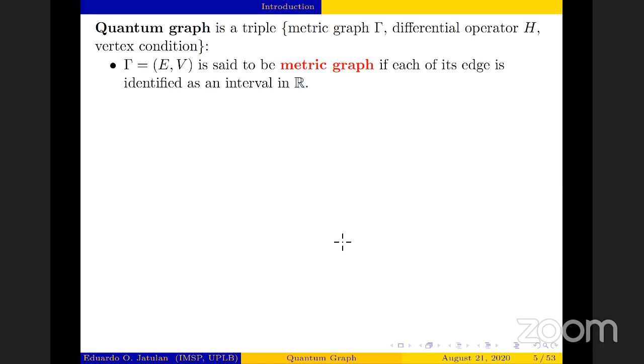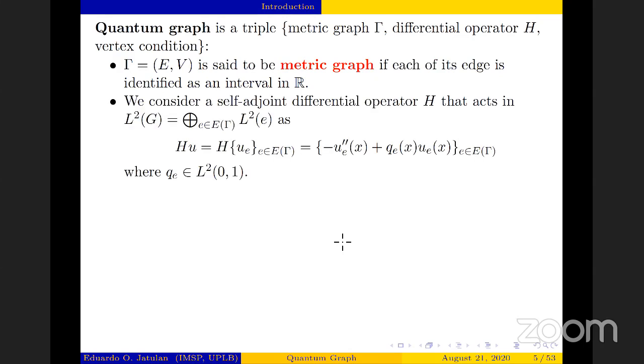We have a graph. If we have a combinatorial graph, from a graph theory perspective, we say that it's a metric graph if each of its edges is identified as an interval in the real numbers. So in a metric graph, we are not only concerned with the vertices; the edges are also involved in the graph. Later, the metric graphs that we are going to consider are these Archimedean tilings.